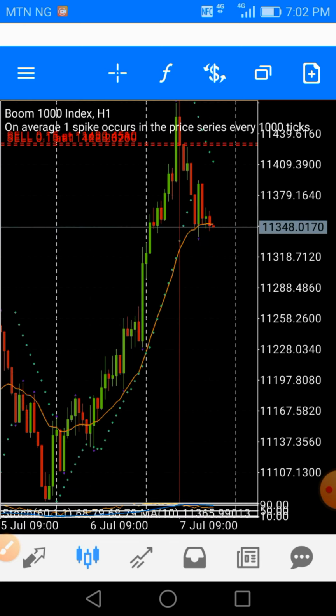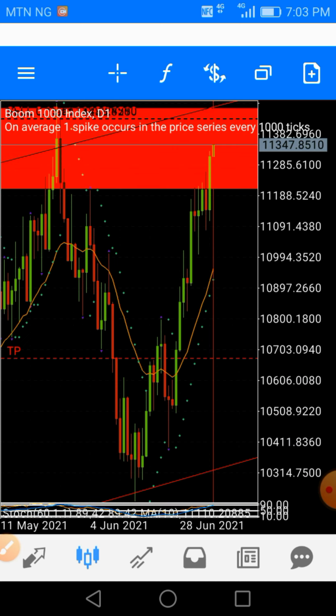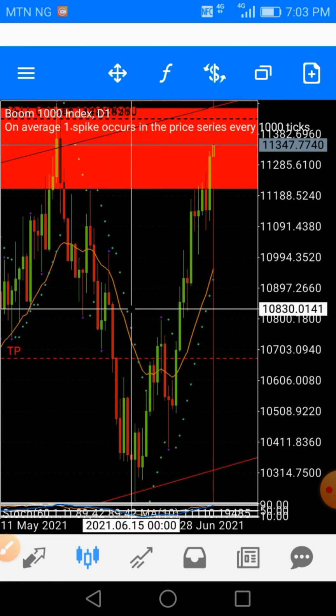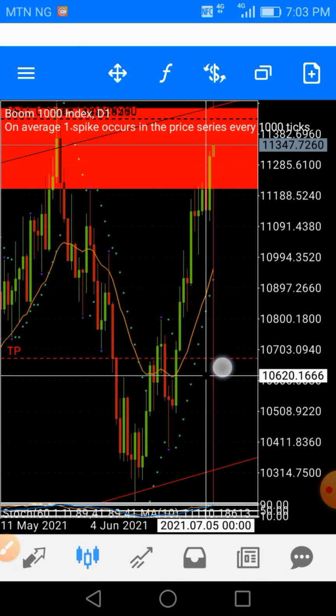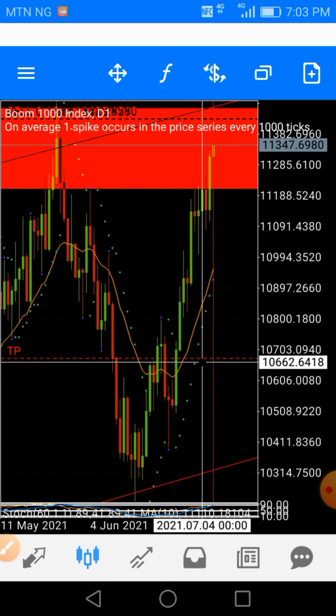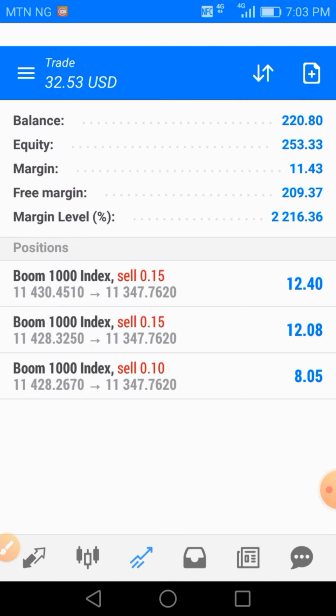that move will continue until the market gets below the moving average on H1, and definitely it is going to go below the moving average on H4 as well. Eventually on the daily time frame it is going to go below the moving average, which is why I said this market is going to push down at least up to this level. That's why our TP is here. But remember that this is a high probability trade. Look at it, we are in deep profits already.